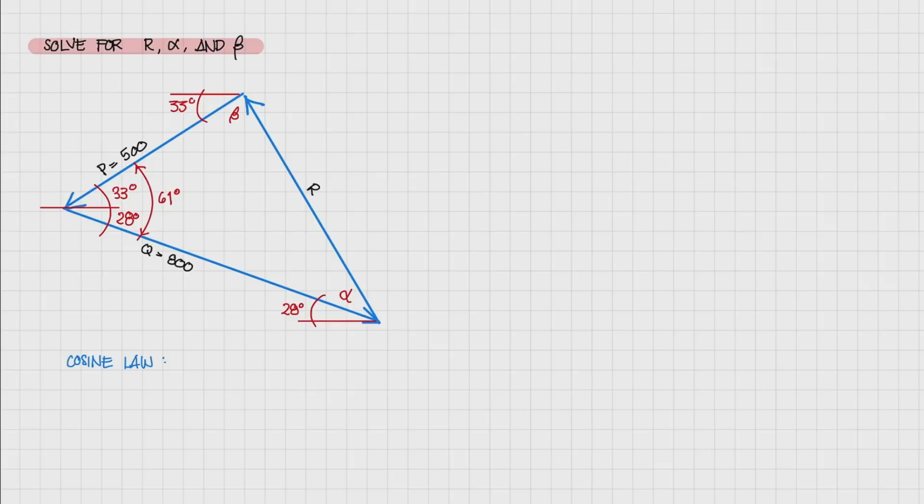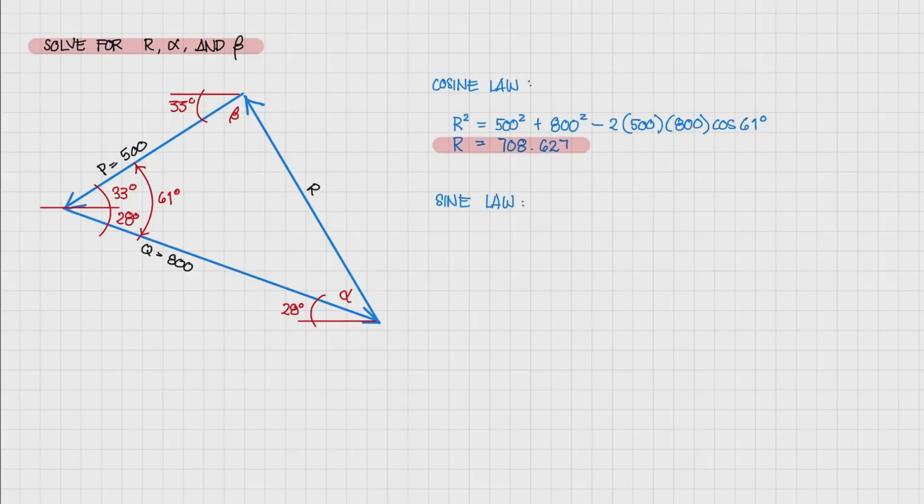So for the cosine law, we're going to compute for the unknown side, which is r. So that should be r squared, and it should be equal to the squares of the two sides. So that's 500 squared plus 800 squared minus twice or 2 times 500 times 800 cosine the angle in between, which is 61 degrees. And what would be our r? So our r would now be equal to 708.627.